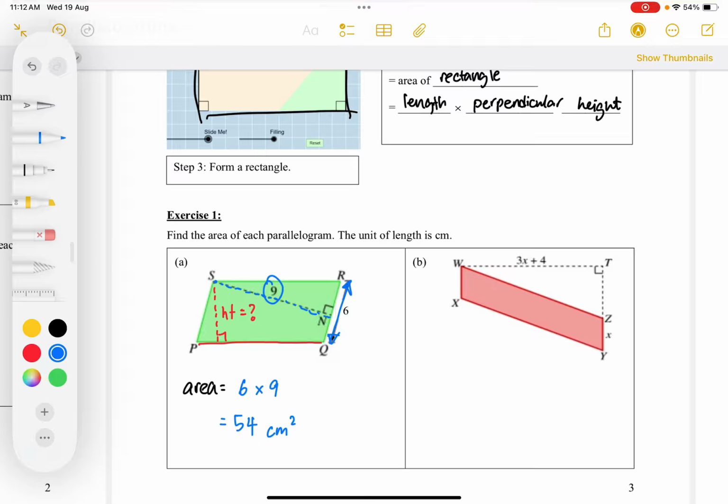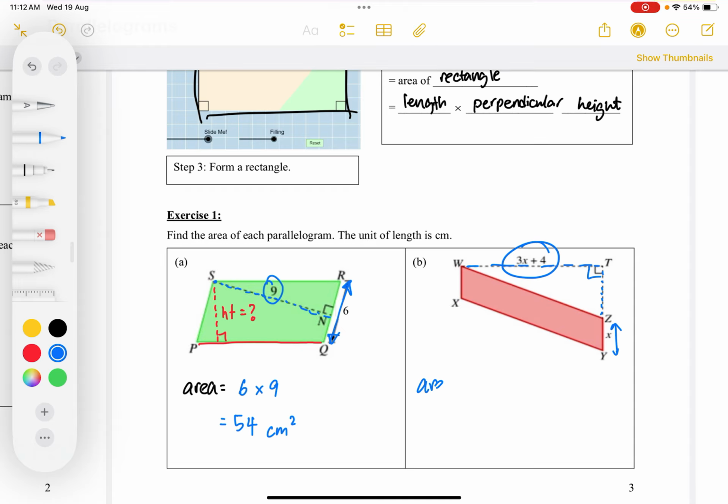Similarly, for part B, choose our base multiplied by the perpendicular height. There are two options. We do not know this XY distance. We do not know the perpendicular height over here. So this is not useful for us. Instead, the question provided the base to be x, and when you extend it, like the way you extend to find the perpendicular height of a triangle, you've got your perpendicular height over here, 3x plus 4.